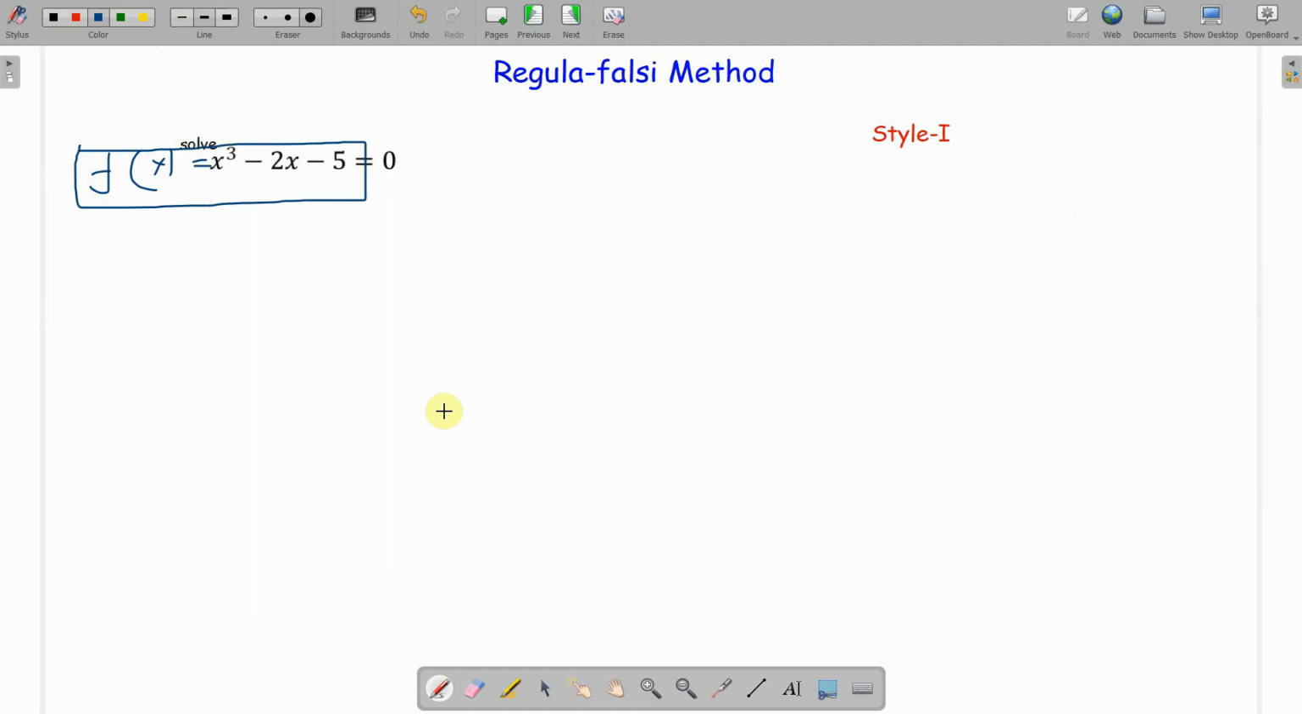You have to find the initial A and B values from which you will get the C value, right? So your step 1 would be to find the A and B values. A means where you will have a negative FA value, and FB value is positive. The interval you have to find out. Okay, so put 0, 1, 2, 3.